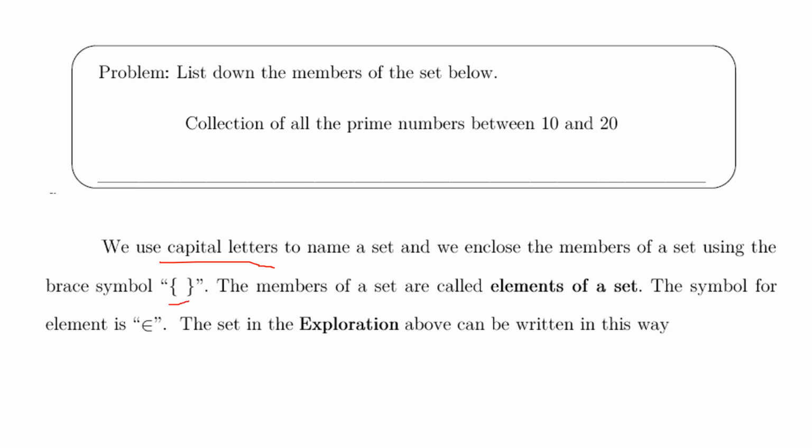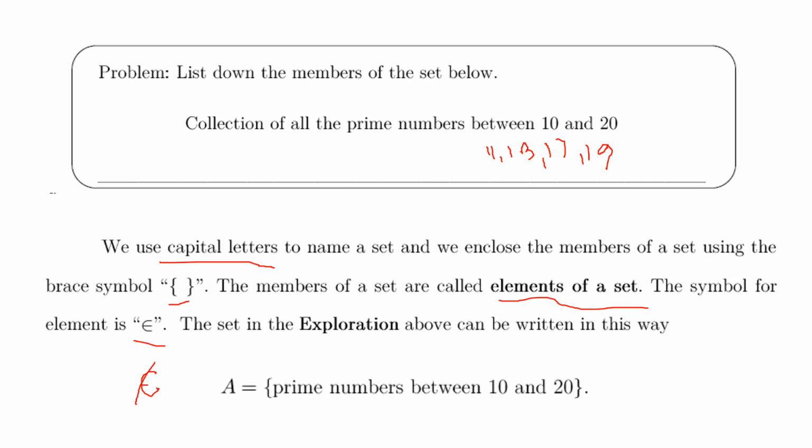So the members of a set. Let us say here, collection of all prime numbers between 10 and 20. That's 11, 13, 17, and 19. So these are the members of this set. We call them elements of a set. The symbol for element is this one. The symbol for not an element is just this one.